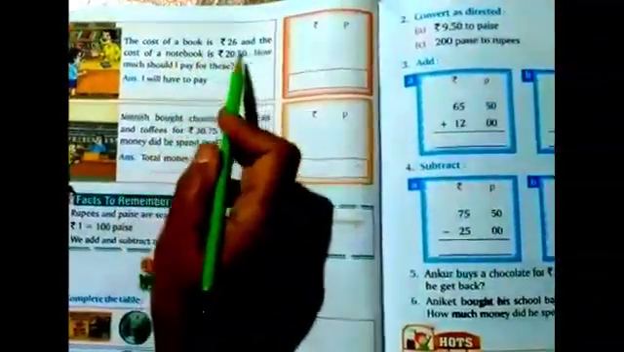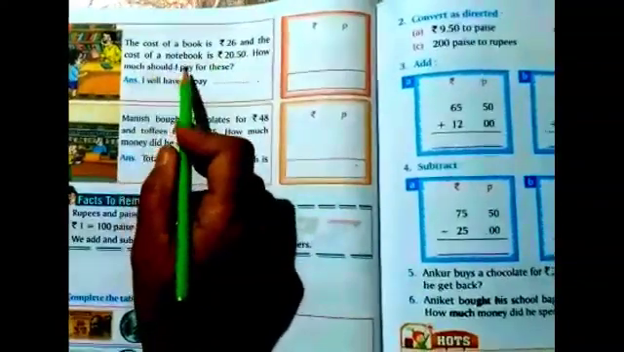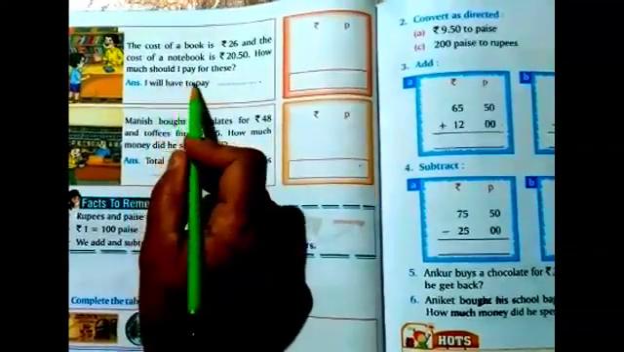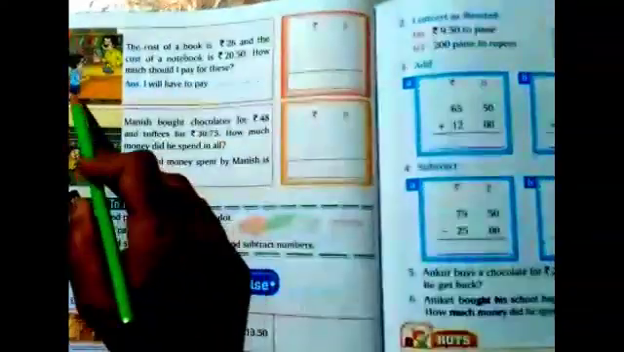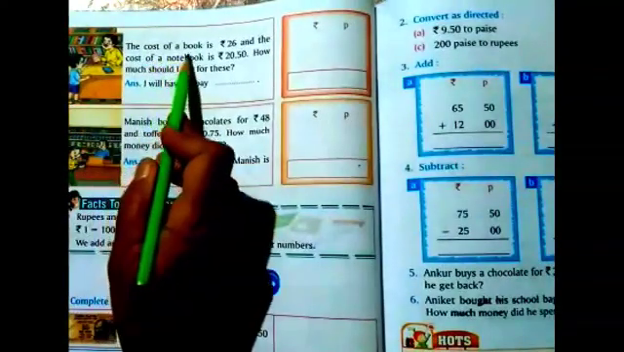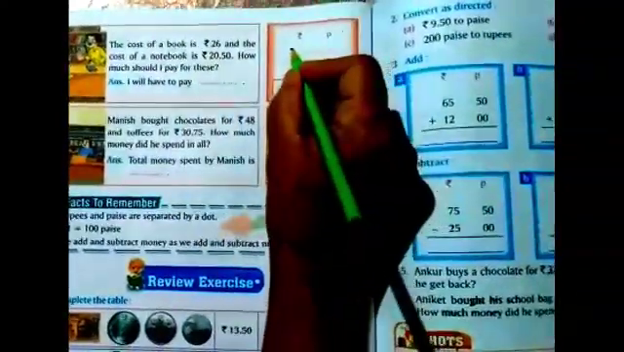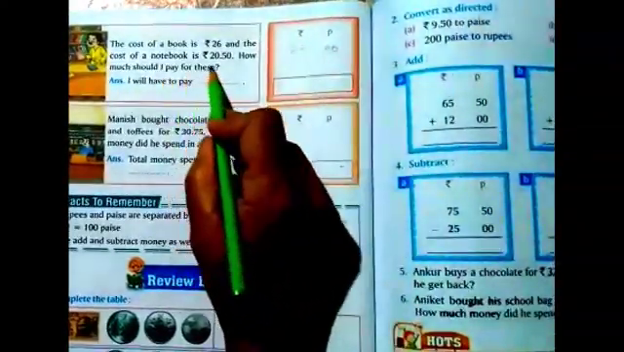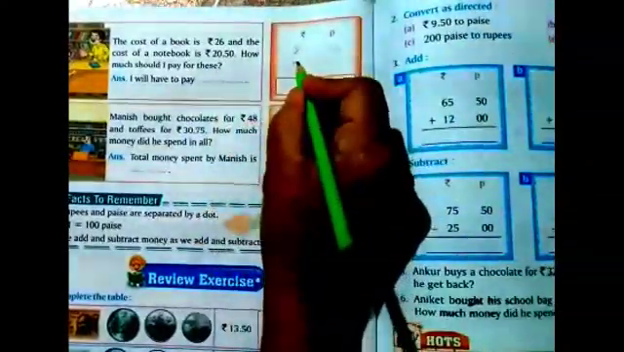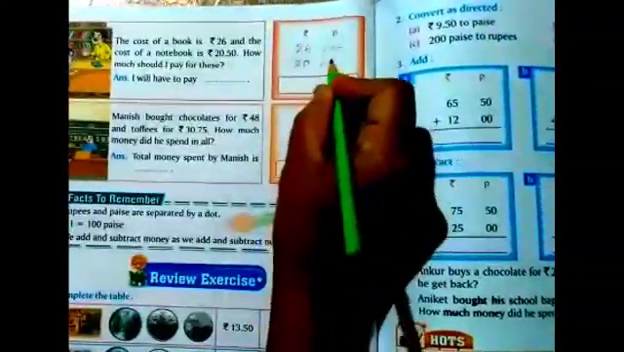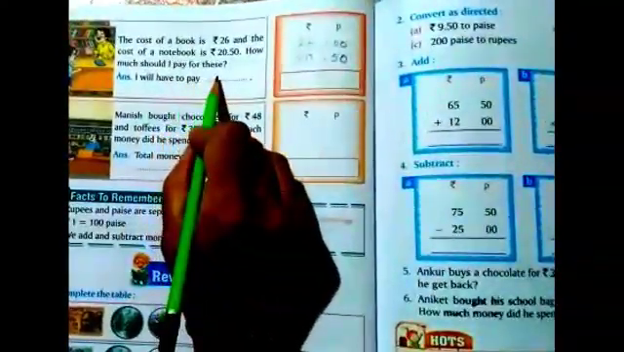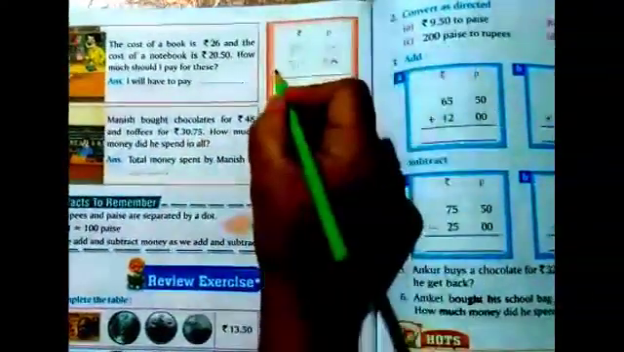The cost of a book is rupees 26 and the cost of a notebook is rupees 20 and 50 paise. How much should I pay for these? So this boy wants to buy a book and a notebook. So the cost of a book is rupees 26 and the cost of a notebook is rupees 20 and 50 paise. So first you write the numbers like this. Now how much should I pay for this? It means you have to add here.